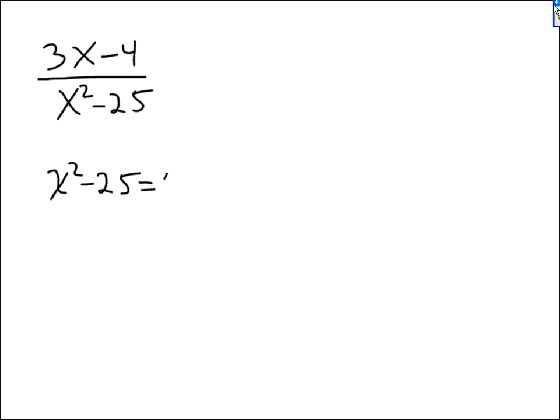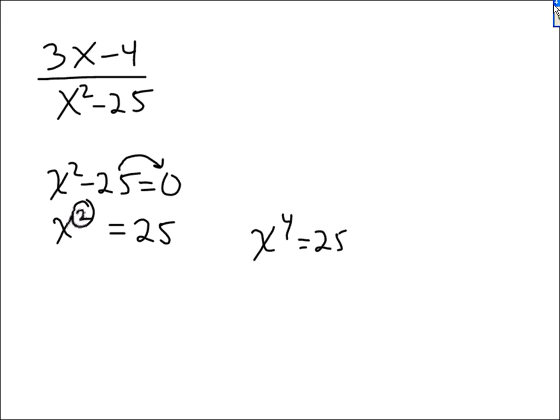You have 3x minus 4 on top and x squared minus 25 in the bottom. Well, the bottom, you want to know when it equals 0. Because if you knew when it equals 0, you say, oh, those are the values I'm going to exclude. You can bring the negative 25 over to the other side of the equal sign as positive 25. Remember, there might be as many as 2 answers. There might be 2 answers, 1 answer, or no answers. If it was x to the 4th equaling 25, there might be as many as 4 answers.